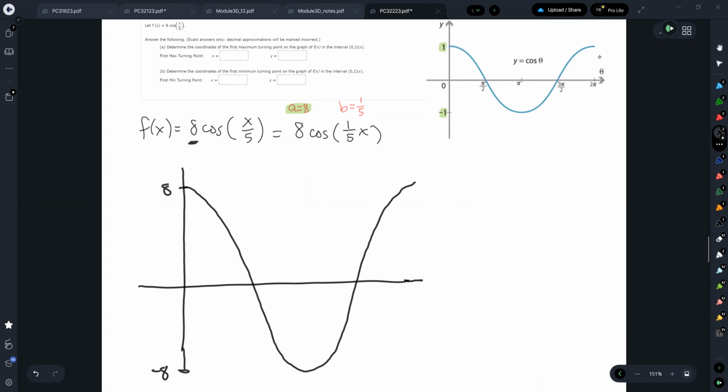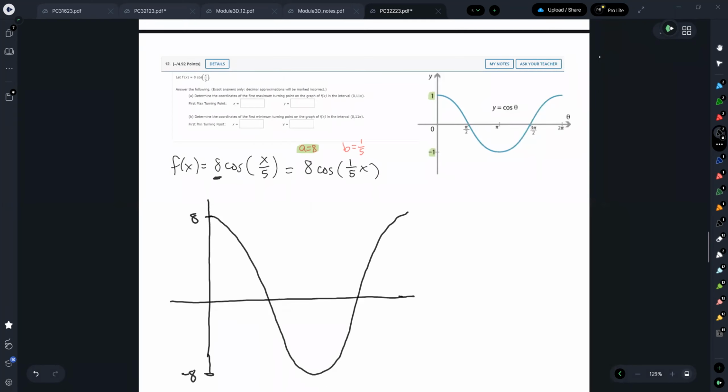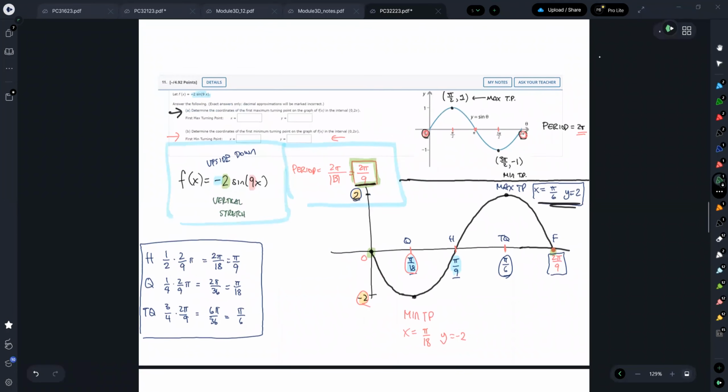All right. So I'm going to write there's no flip because this is a positive right here. Okay. So kind of mimicking what I'm doing here, right? I figured out these numbers from the upside down and vertical stretch. Next step we need to do is figure out the period.